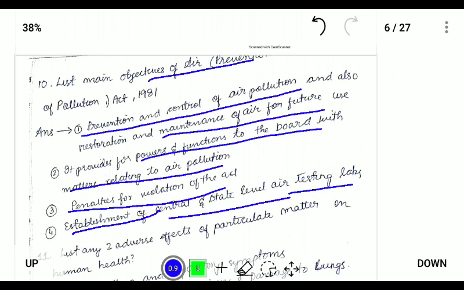So these 4 points you can write: prevention of air pollution, maintenance of air, and it provides power to the board to deal with matters relating to air pollution, and it also provides penalties for violation of the Act and establishment of air testing labs at center and state.